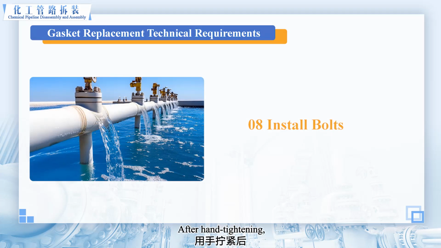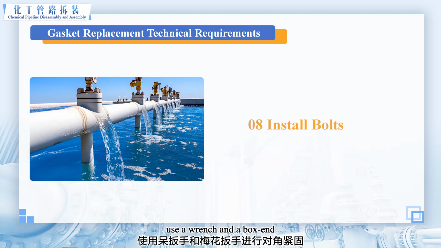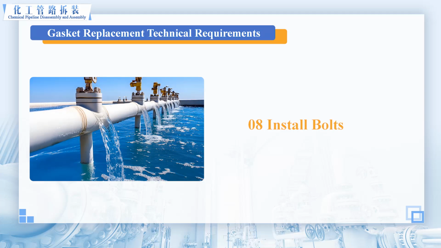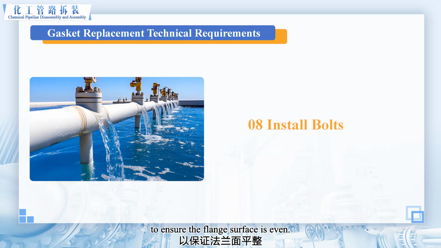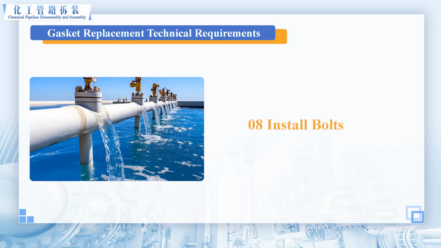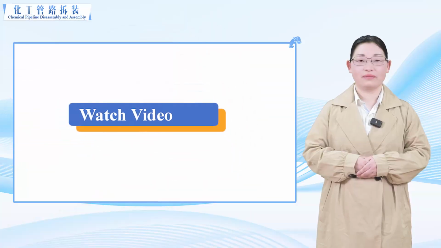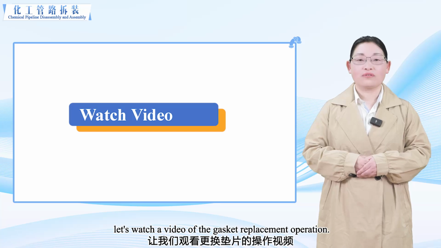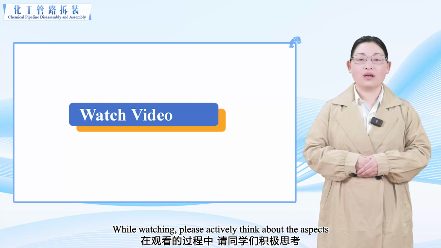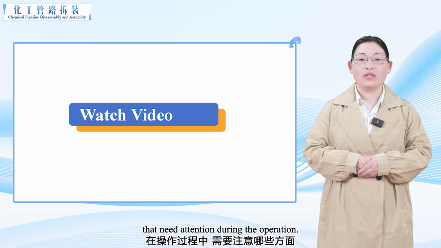After hand tightening, use a wrench and a box end wrench to tighten the bolts diagonally to ensure the flange surface is even. Finally, after installation, check that the flange surface is flat and there is no misalignment. Next, let's watch a video of the gasket replacement operation. While watching, please actively think about the aspects that need attention during the operation.